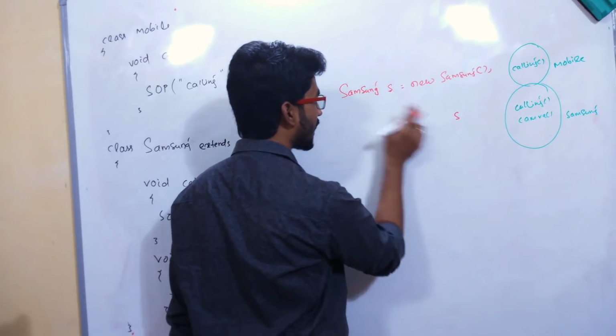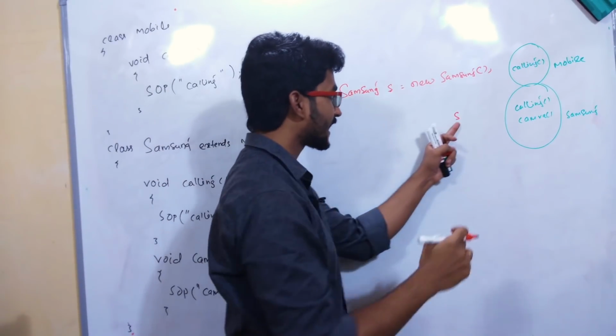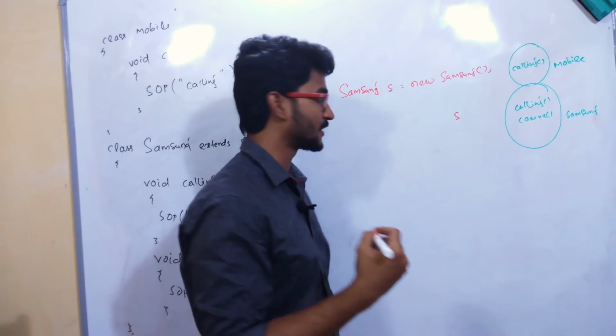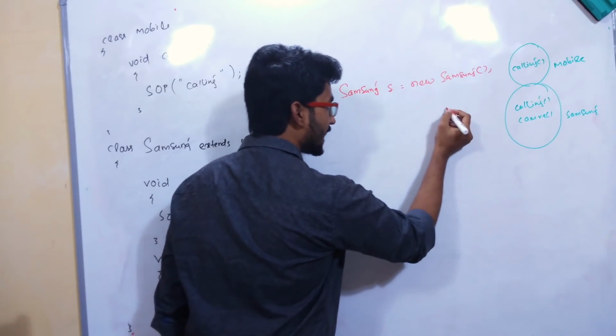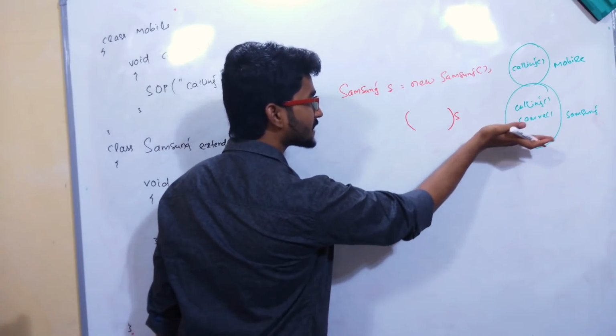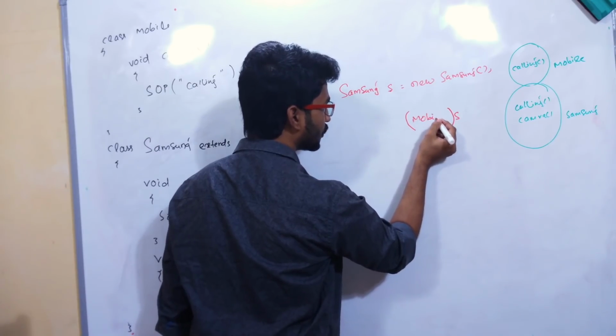Let's say I'm just writing this particular reference here. So as I said, casting something to supertype is called upcasting. Okay, so now this is subtype, and if I'm casting this to the supertype, what is this supertype? Samsung's supertype is mobile. So let me write mobile here. There you go. So simple.